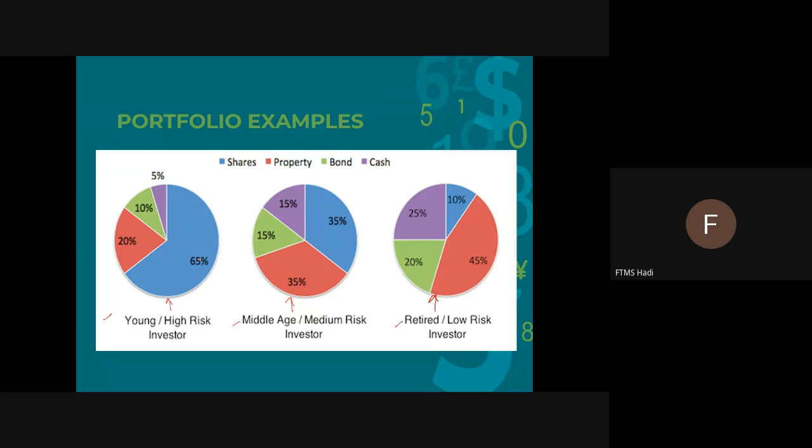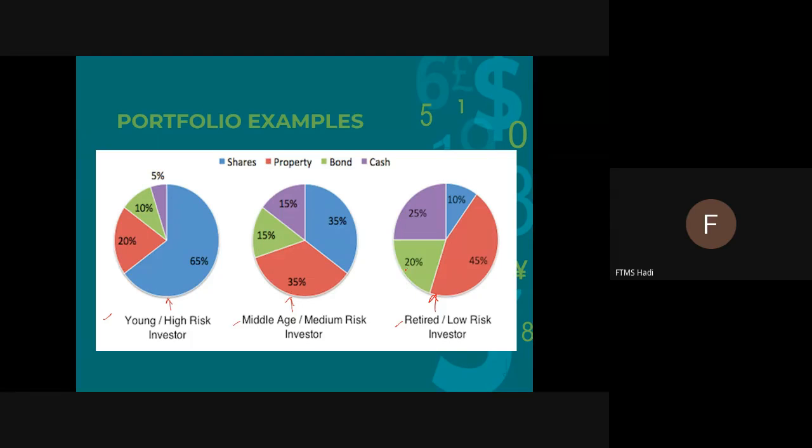60% of their money is invested in shares, 20% in property, and the others in bond and cash. It differs for middle age: 35% on shares, 35% property, and the others in bond and cash. And the last one, retired, they are more on property, then 20% bond, 25% cash, and 10% shares. So we can say that different people have their preferences.